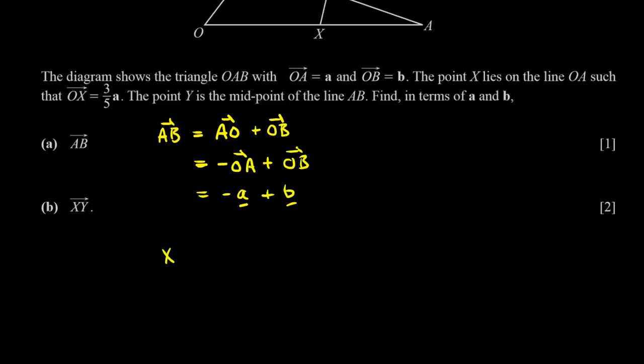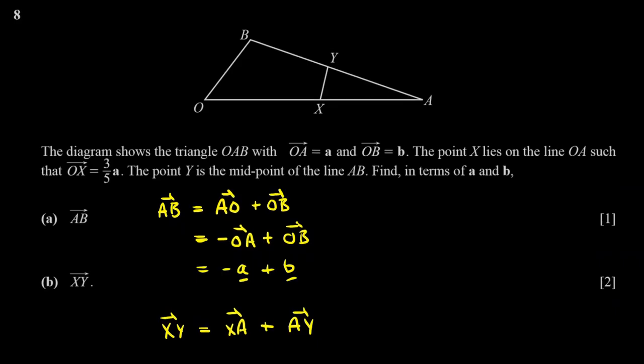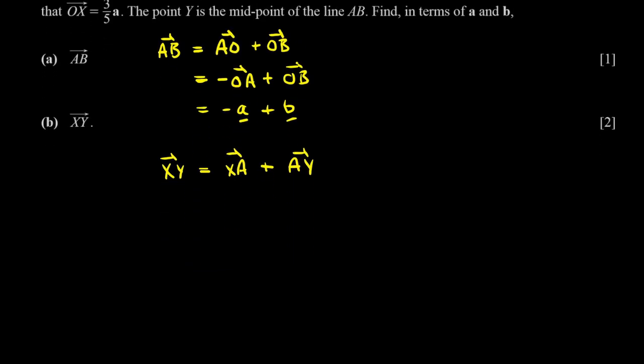So X to Y is the same thing as going from X to A and then going from A to Y. Well, now we just need to interpret these, right? What's X to A? Well, if O to X was 3/5 of O to A, so if this length was 3/5 of that, then this length from X to A must be 2/5, right? Because if this is 3/5, that's got to be 2/5. We can say that XA is 2/5 of the vector A.